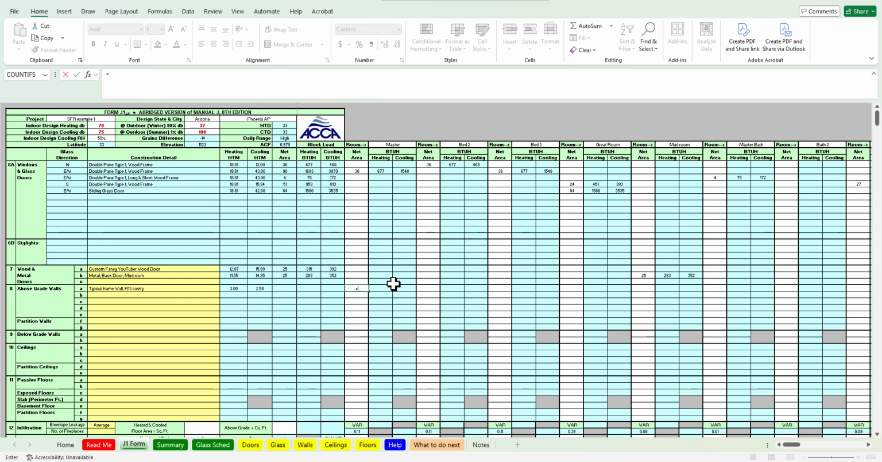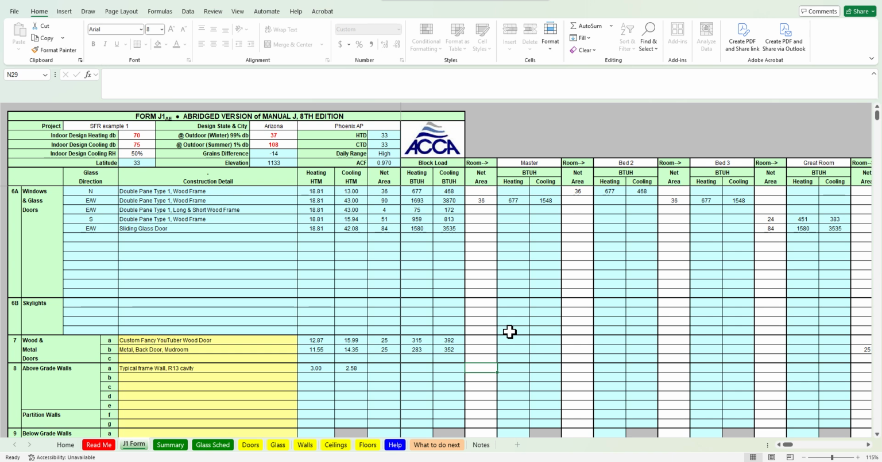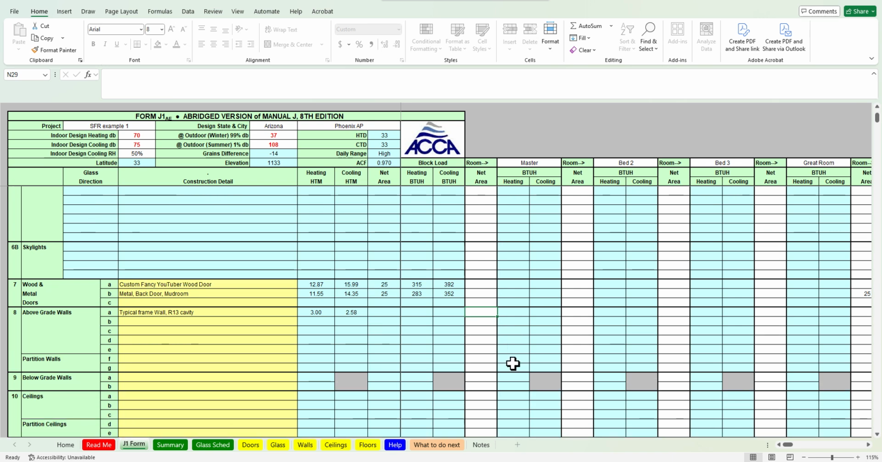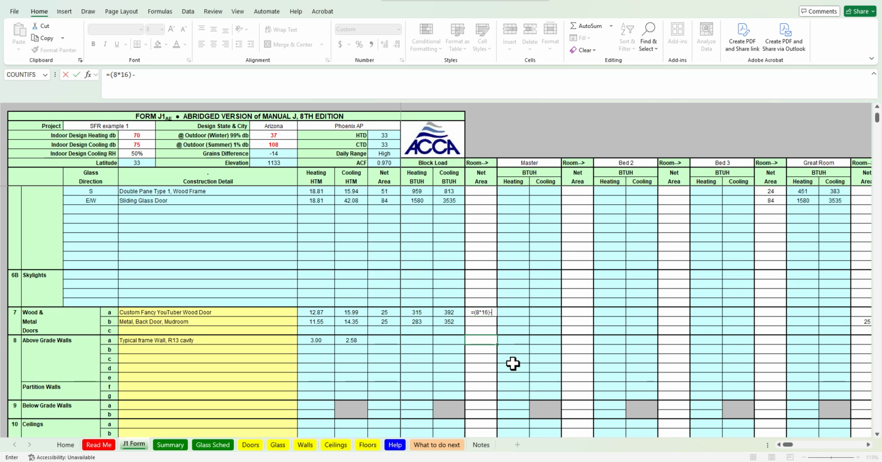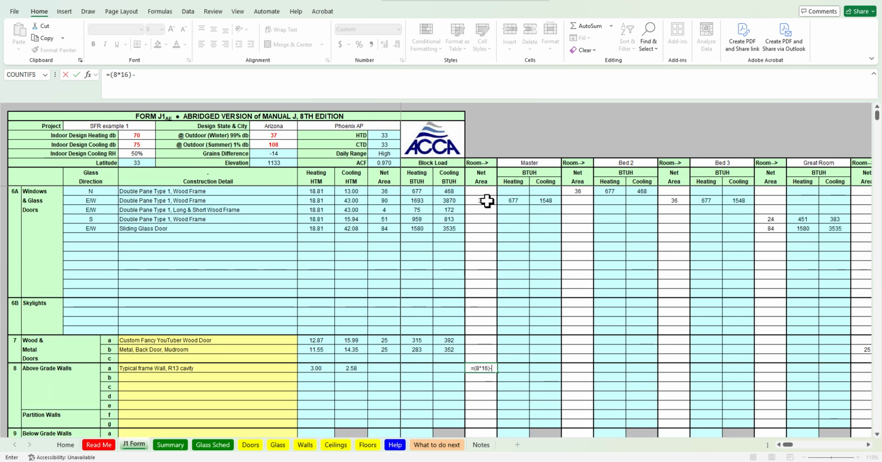Let me zoom in here so it's a little easier for everyone to read. We're going to start a formula. So we'll press equals, open parentheses. 8 is the height times 16 is the length. Close that parentheses. Now we're going to subtract, so it's minus. We're going to subtract this area here because there's a window on that wall. All right, so that is for the master bedroom.